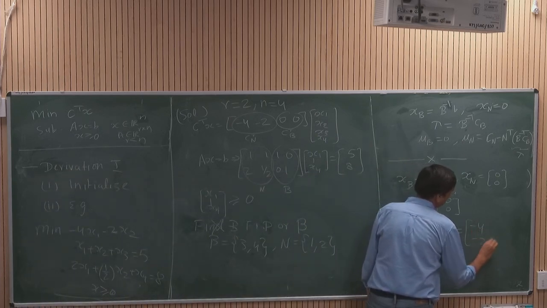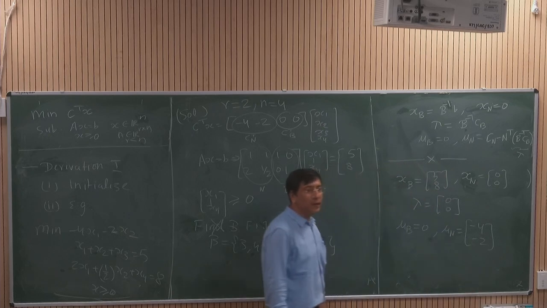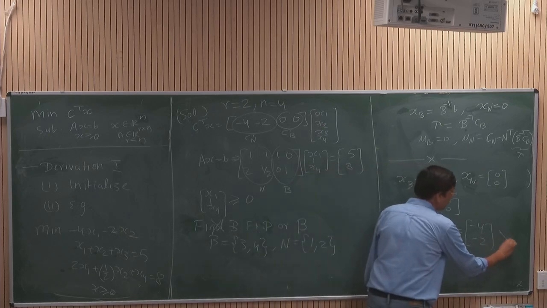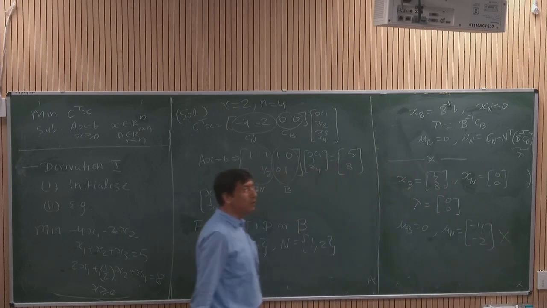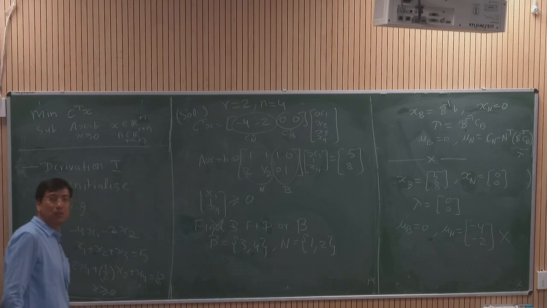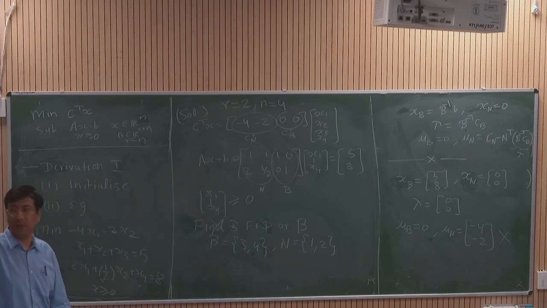Minus 4 and minus 2. So you got unlucky. Both your new components turned out to be negative. You wanted them to be greater than or equal to 0. So now you have to do something about it. Is that okay?